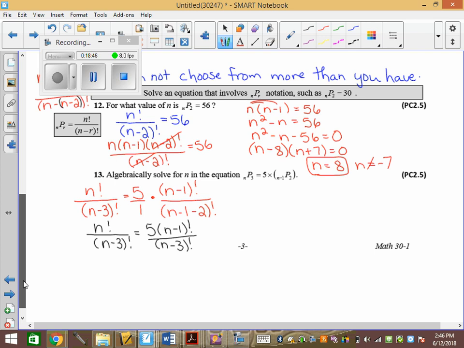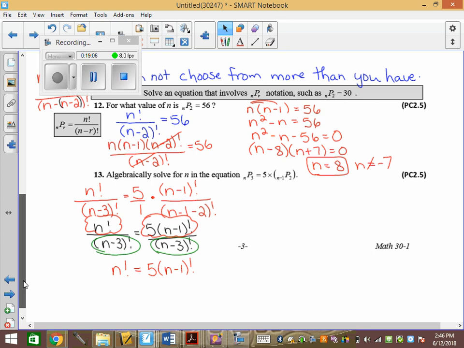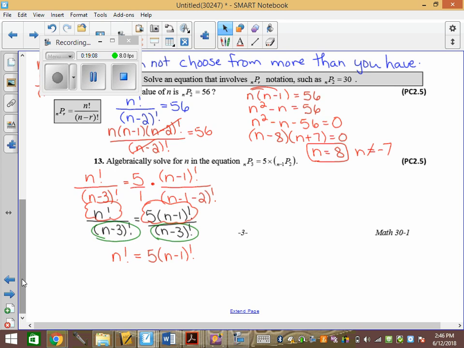That the numerators must be equal. So if this is the same as this, then this must equal that. So we have n factorial equals 5 times (n minus 1) factorial. When we have factorials, we need to get them together so that we can cross them off, right? So what am I going to do next?